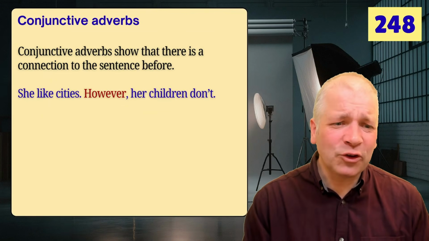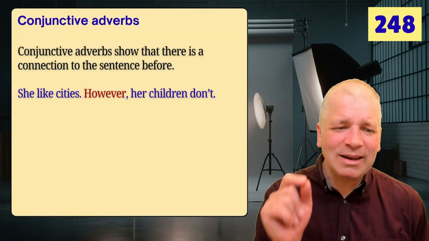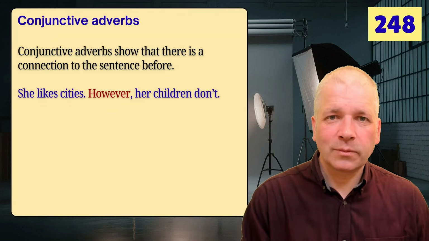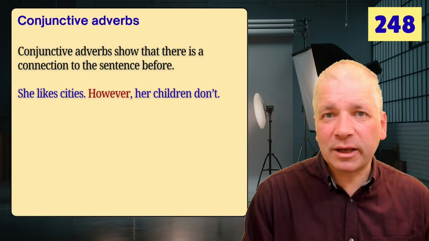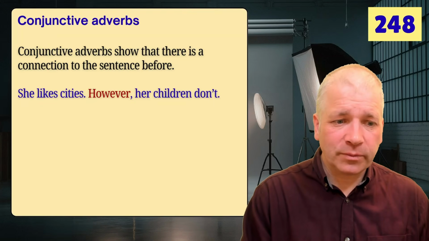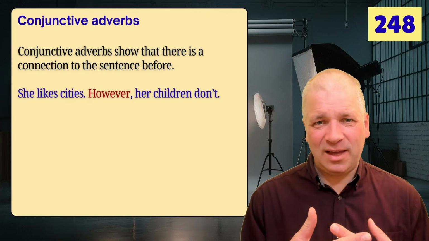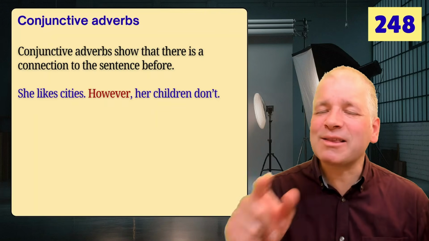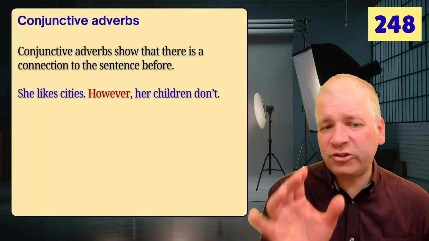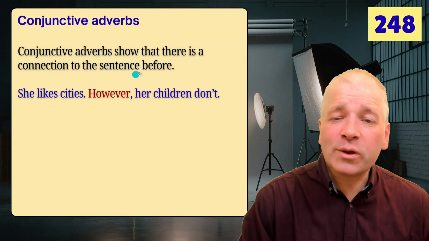And now let's move on to conjunctive adverbs. So these are similar to subordinators, but slightly different. Look at the example. She likes cities, however, her children don't. Notice that however doesn't connect the two sentences. It actually starts a second sentence, but it shows that there is a connection to the sentence before.